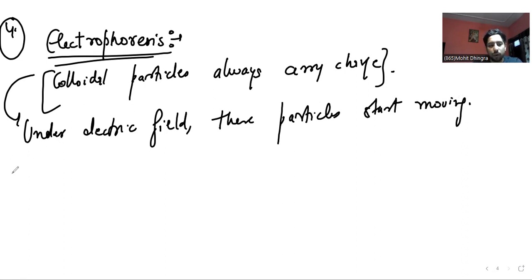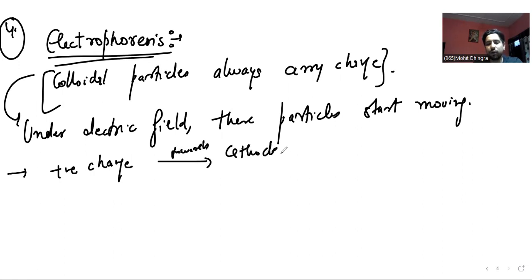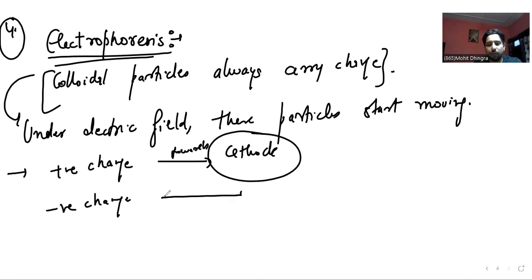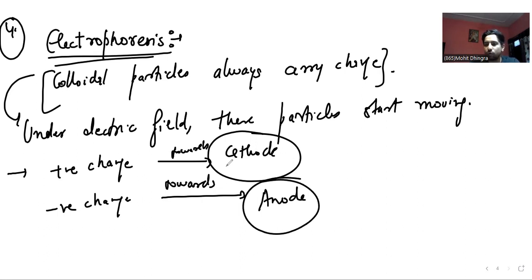Now when this electric field is applied, the positive charge will start moving towards the cathode, and the negative charge will move towards the anode. Under this applied electric field, positive charge moves towards the cathode and negative charge towards the anode.